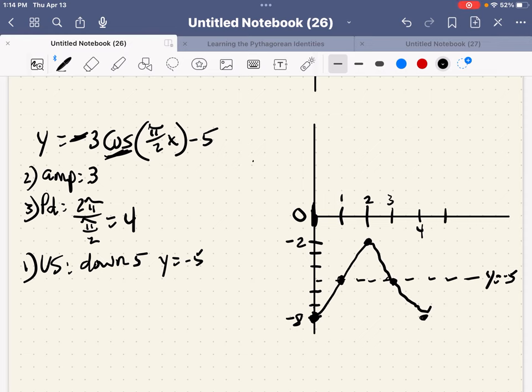Could I go 5, 6, 7, 8 and graph another one? Of course I could. Back to the middle, back to the high, back to the middle, back to the low. And I could just keep going as much as I needed to.